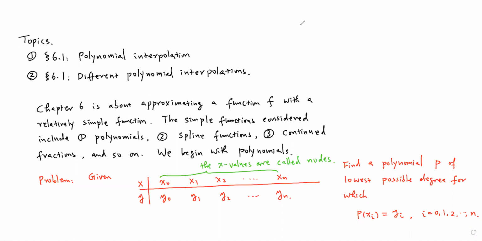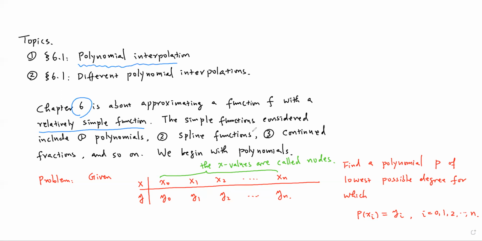Today we study chapter 6, two topics from 6.1. The first topic, polynomial interpolation. The second topic, different methods to find interpolating polynomials. Chapter 6 is about approximating a function with a relatively simple function.